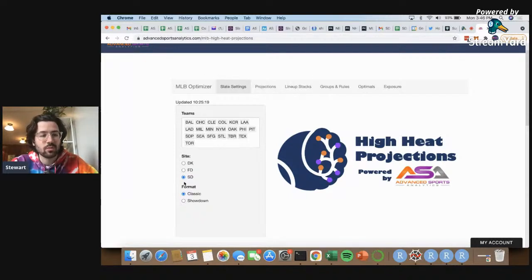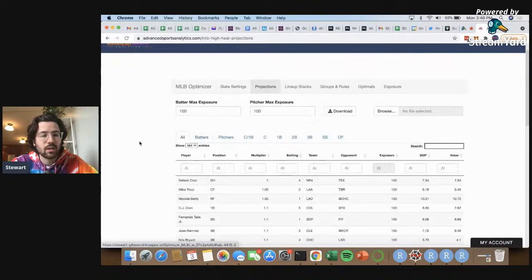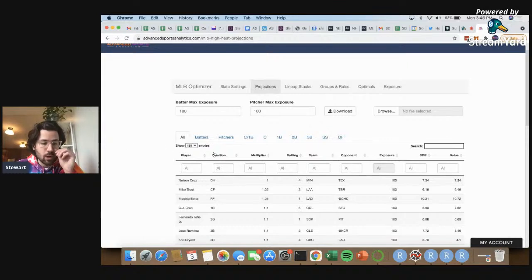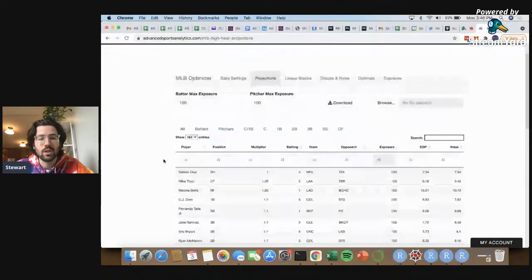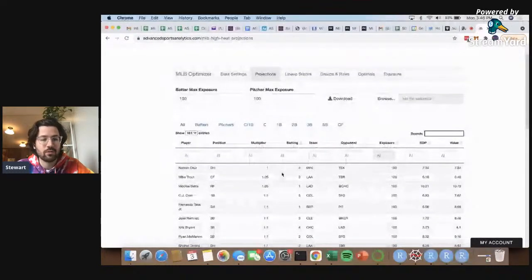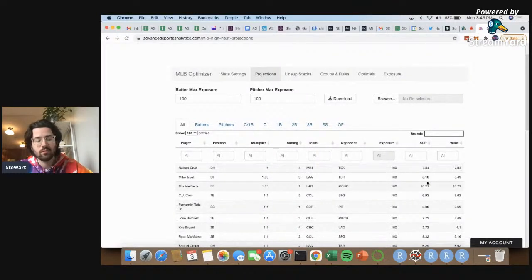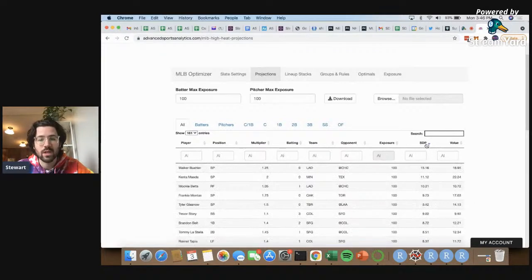So opening up the tool for SuperDraft, we want to select the SD site. And then we can just tab over to projections and get a sense of how we're projecting different players for the slate. For those that aren't familiar with SuperDraft, the key component is that all players have a multiplier attached to their fantasy production, and their fantasy value is a product of their overall raw fantasy points, which we have in this SDP column.